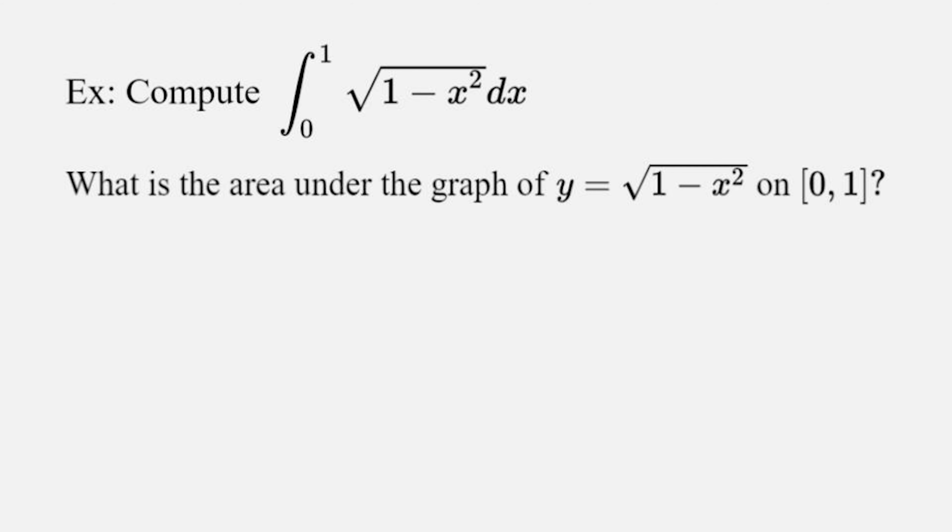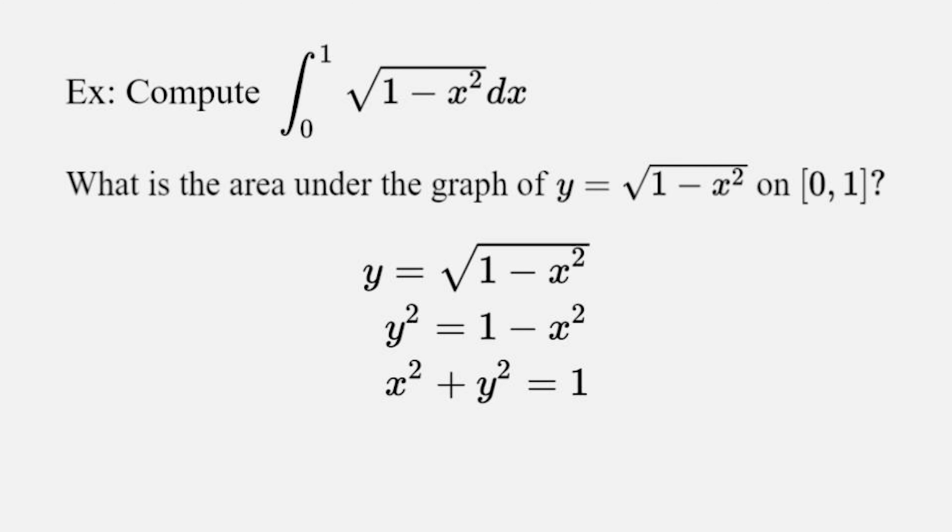Next, let's compute the integral from 0 to 1 of the square root of 1 minus x squared dx. And the question here is still the same. What is the area under the graph of y equals square root of 1 minus x squared on the interval from 0 to 1? But as you're looking at that function, you might not know exactly what that looks like.